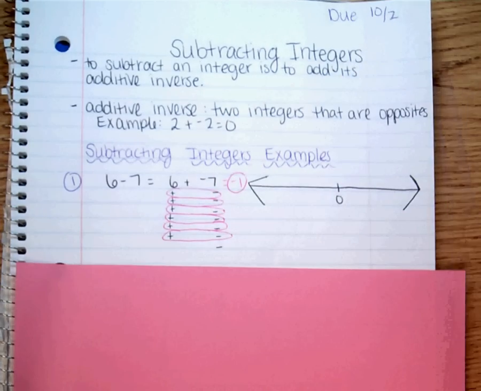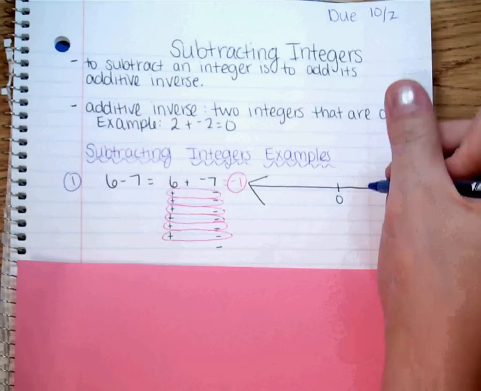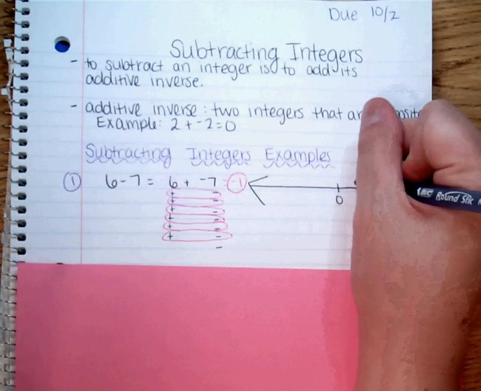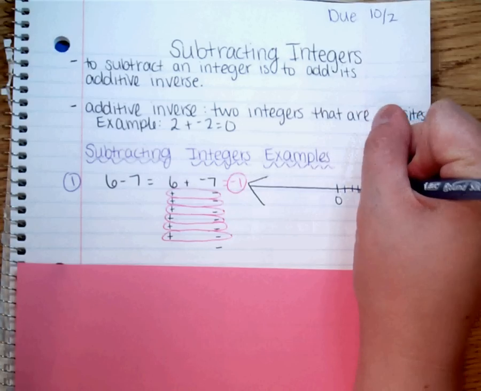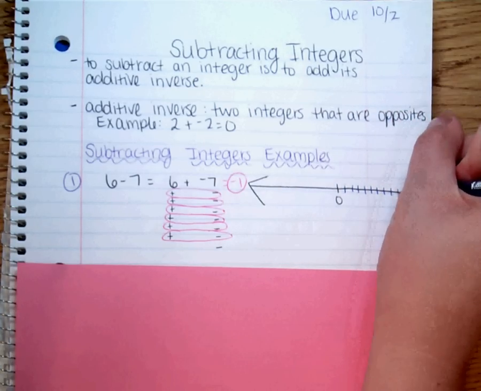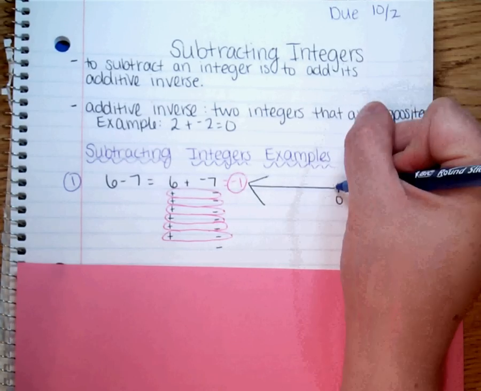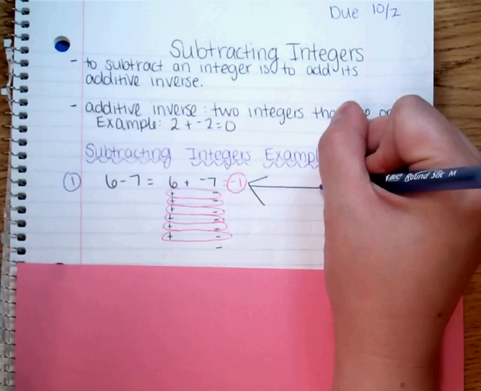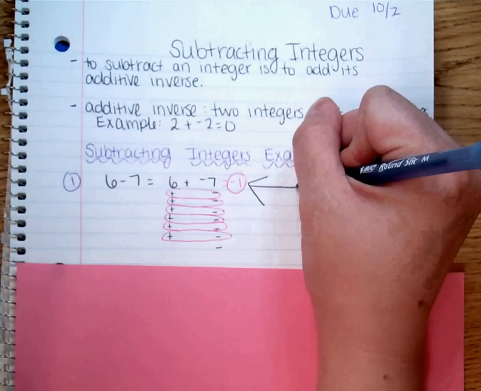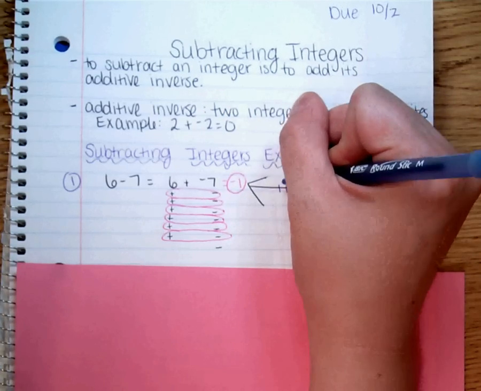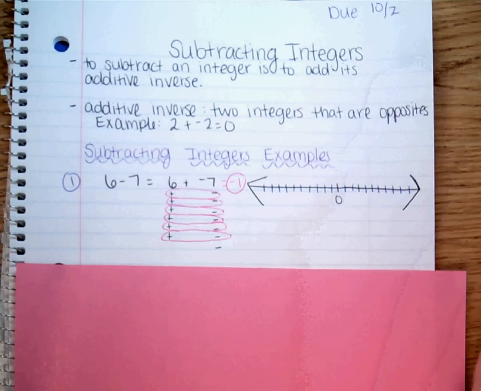Another way to show that would be on a number line. If you look here, I wrote a number line out to the side. Go ahead and write your number line. You can number it usually to 10, is what I like to do. So 1, 2, 3, 4, 5, 6, 7, 8, 9, 10. And then this side will be negative: negative 1, negative 2, up to negative 10.